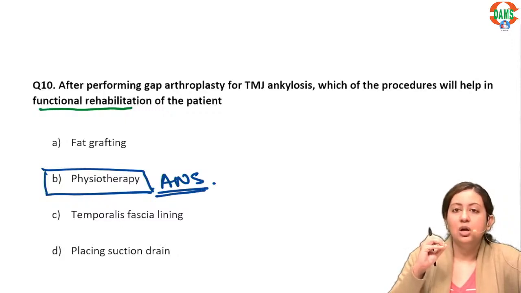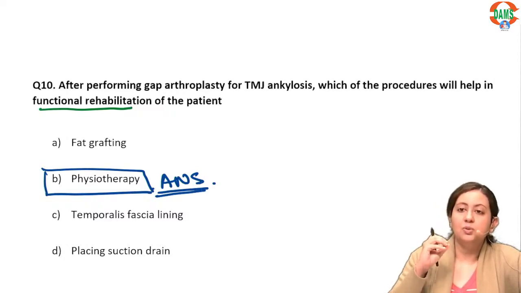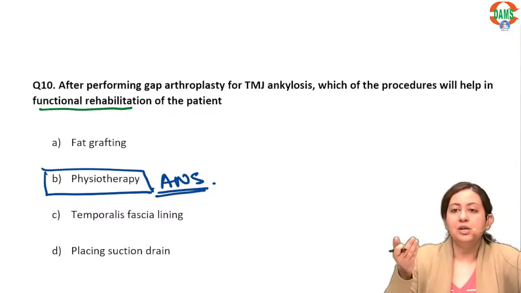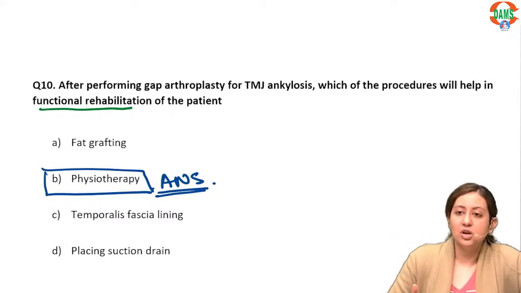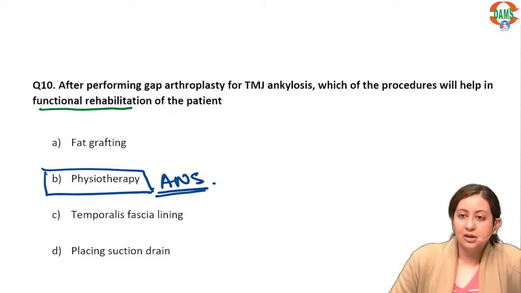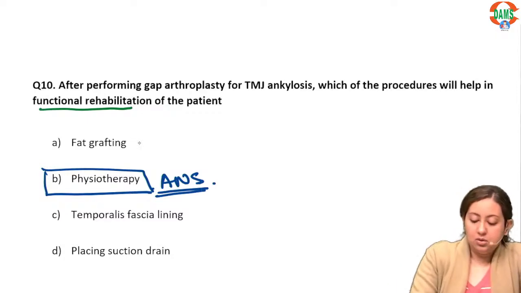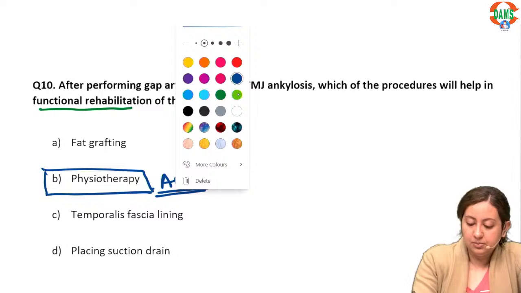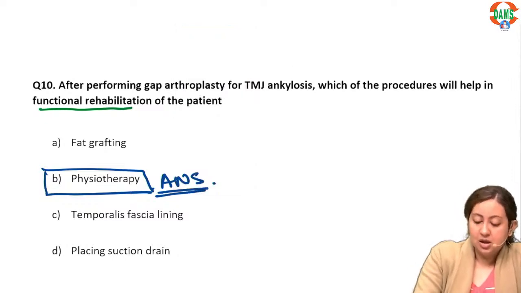After gap arthroplasty, because the patient prior to gap arthroplasty did not have mouth opening, you have to get back the patient to active mouth opening so that reankylosis is prevented and the patient gets back to normal functional loading, that is getting back to normal diet faster. Now coming to the other options, here we'll quickly revise.